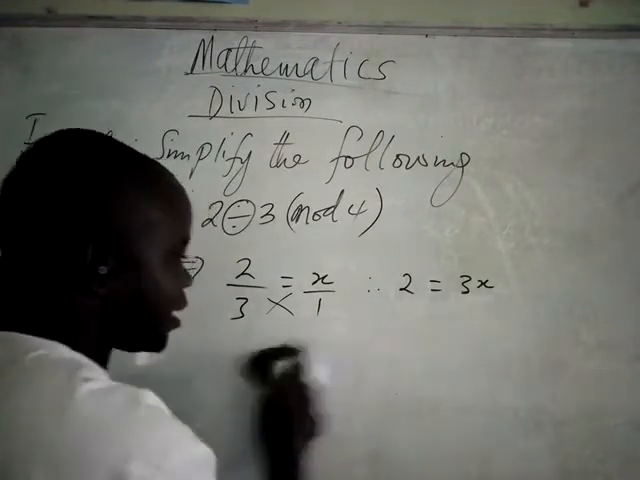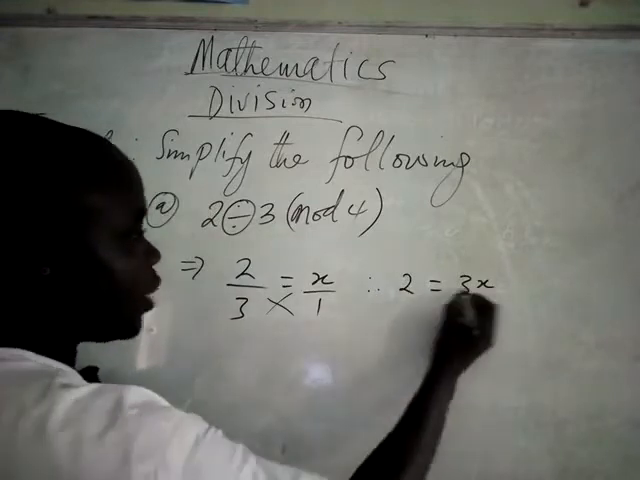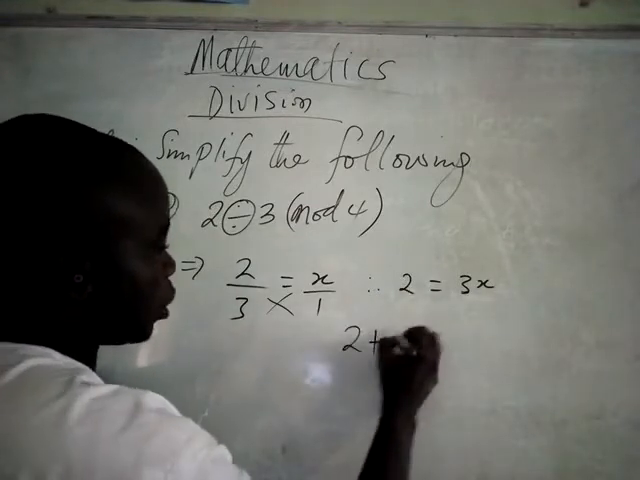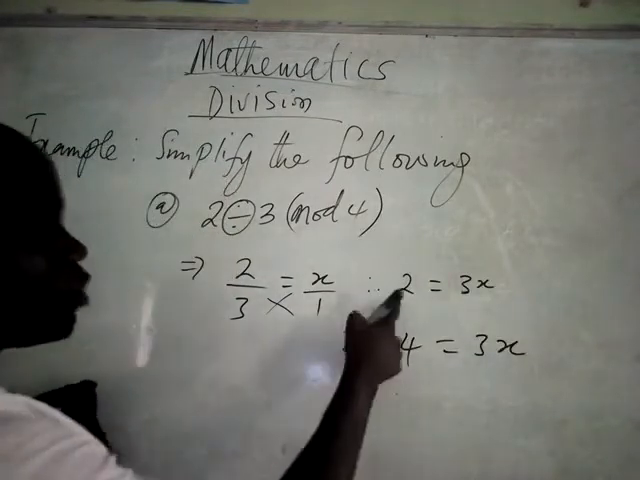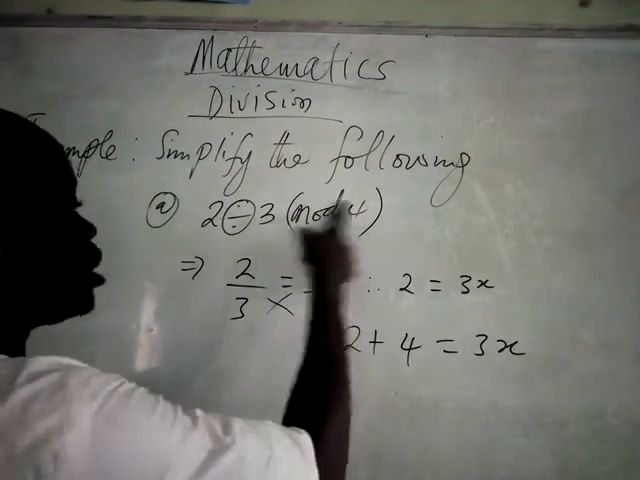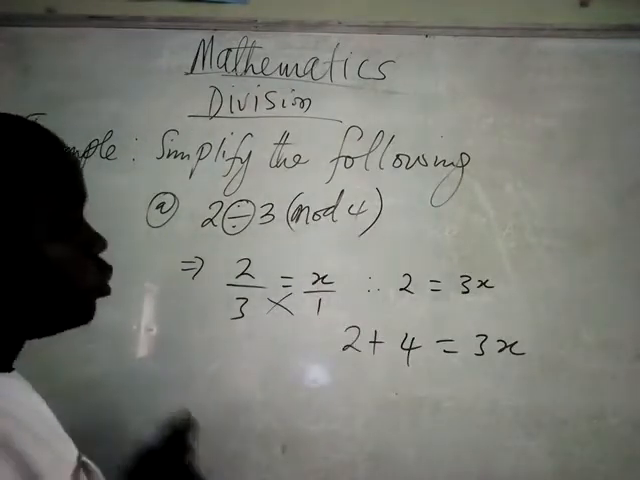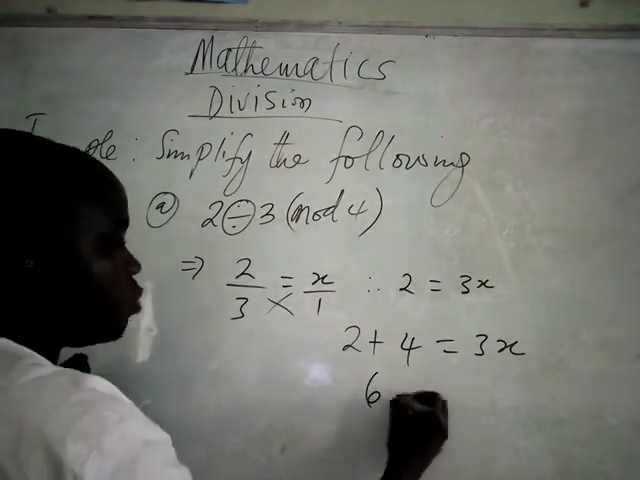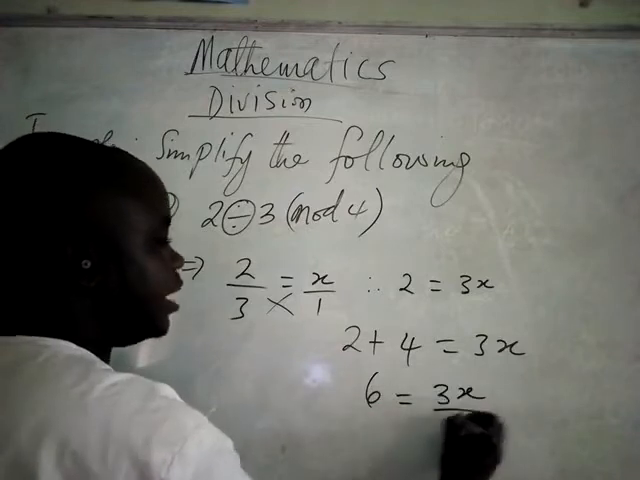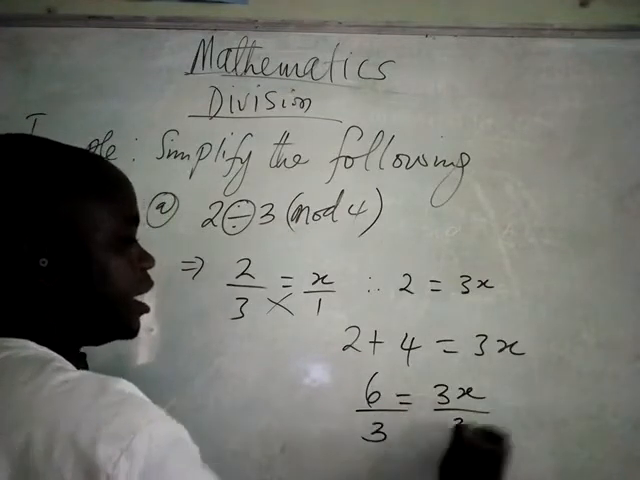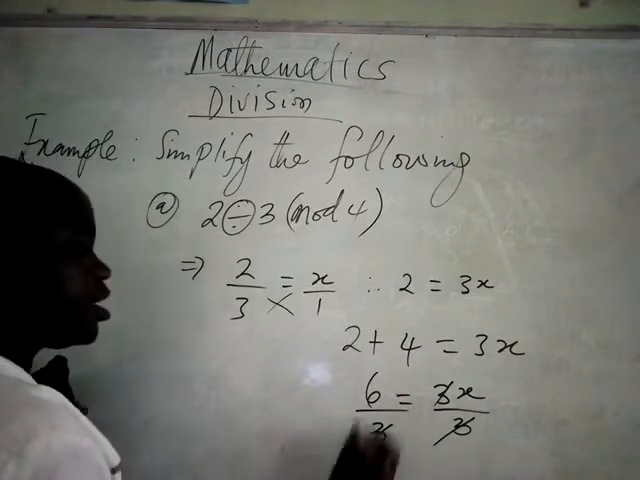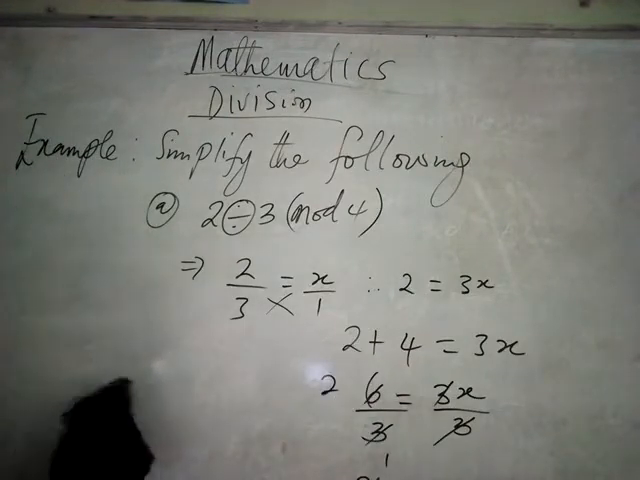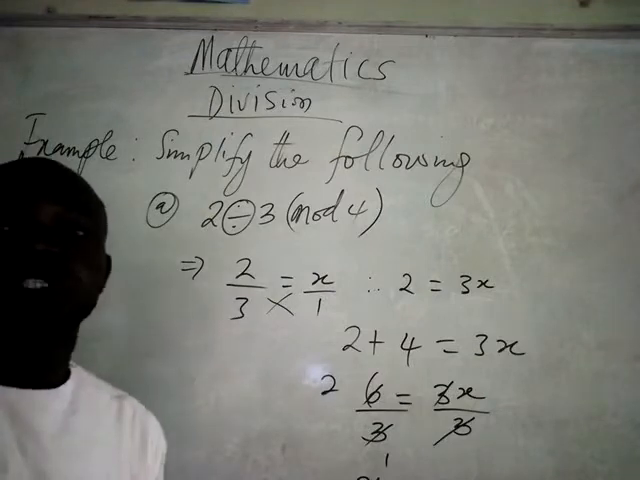So if that is the case, that is to say 2 equals 3x, I can say 2 plus 4 is equal to 3x. Because here 2 plus 4 is still the same thing as 2, since I'm counting in mod 4. So 2 plus 4 here will give me 6, which equals 3x. Divide here by 3, divide here by 3, 3 cancels 3, and x is going to be equal to 2. Three times 2 is 6, so x is 2. Hope you understand how the math is done.